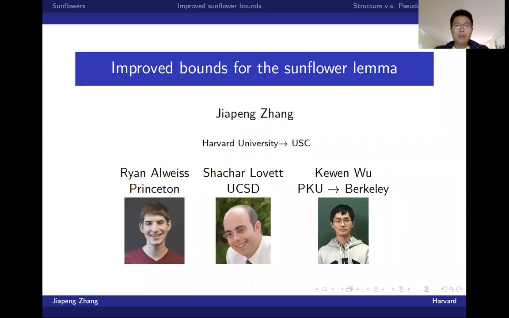Today I will talk about improved bounds for the sunflower lemma. This is a joint work with Ryan Alweiss from Princeton, Shachar Lovett from UCSD, and also Kewen Wu from Peking University. Kewen is also moving to Berkeley.